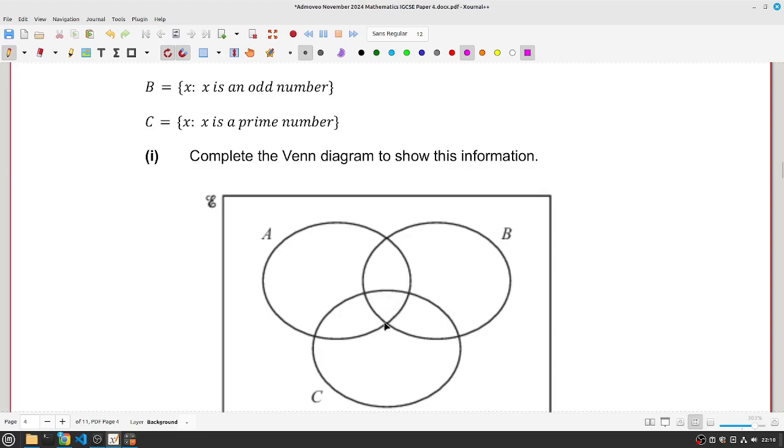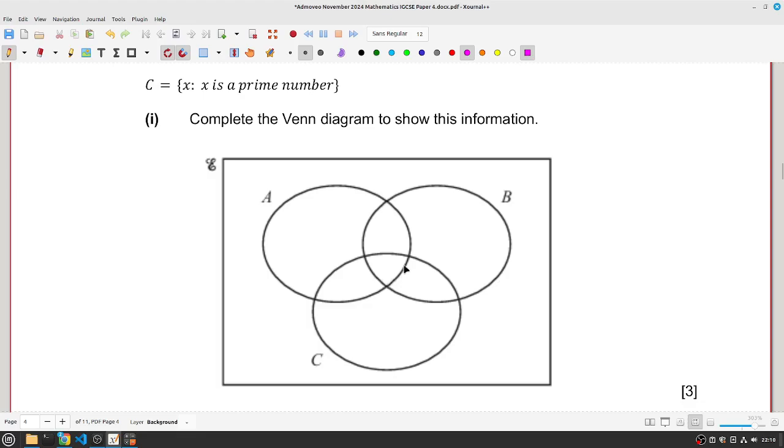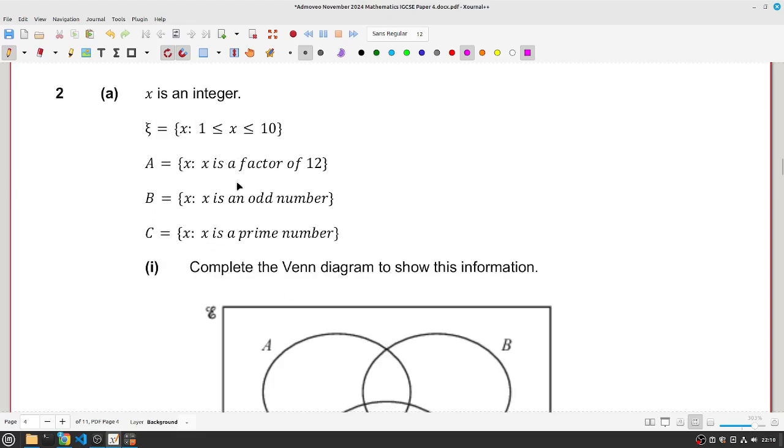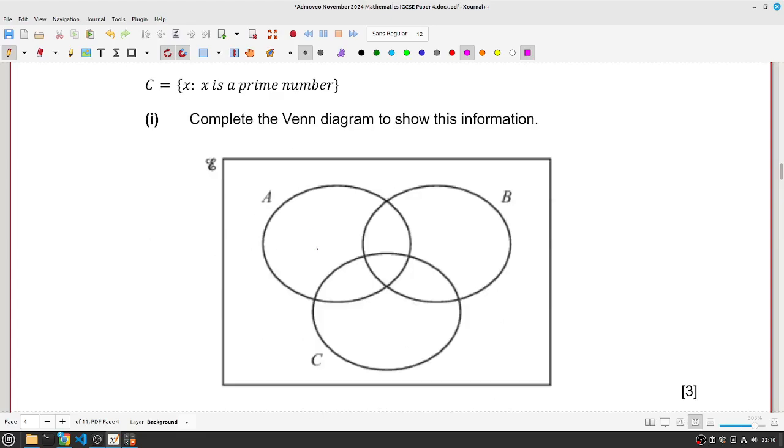So, not the beginning, the center, the most overlapping part. We want to start there. So we want to see, are there any numbers that fit into set A, B, and C? A factor of 12, which is also an odd number, right? So there we already have 3. And is 3 a prime number as well? Yes. Okay, great. So we can put 3 in here.